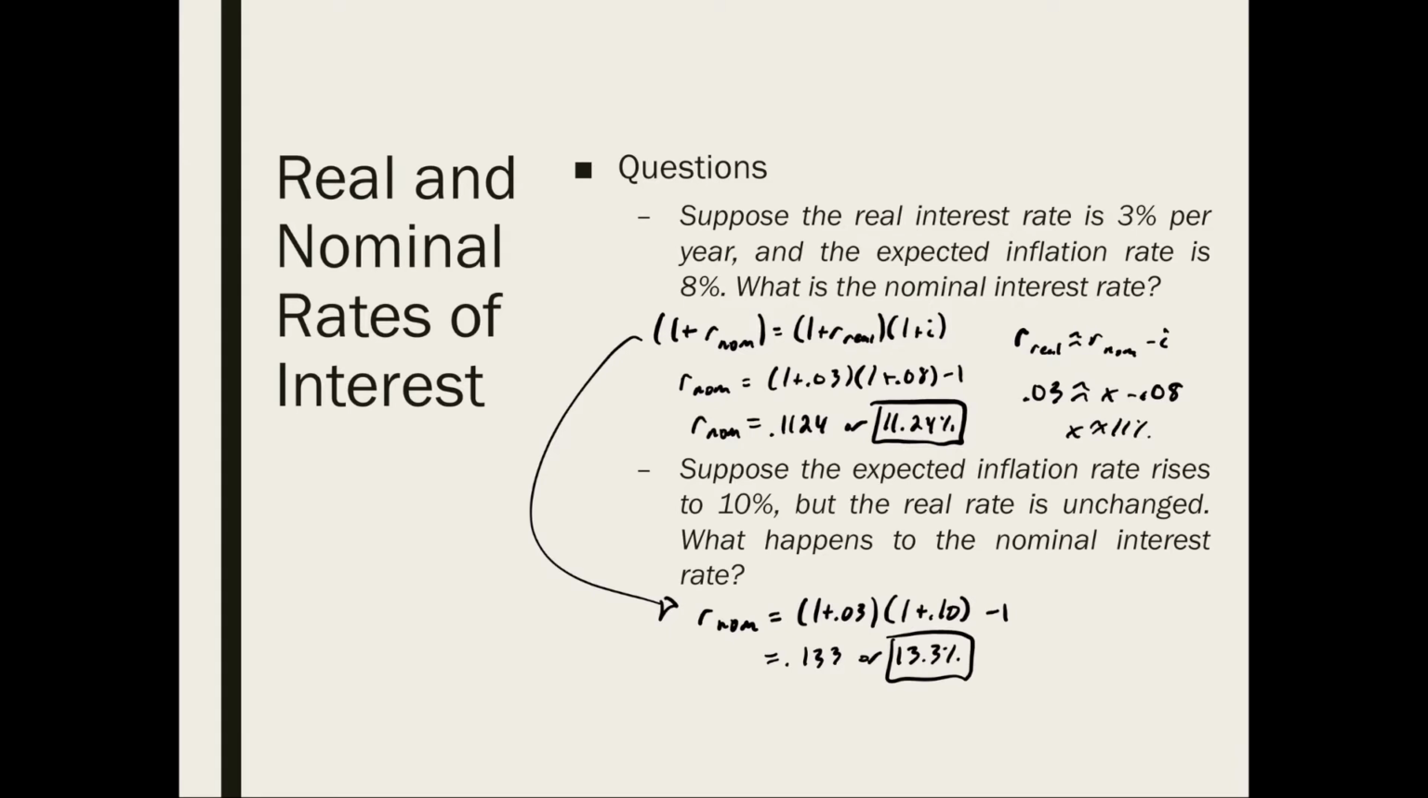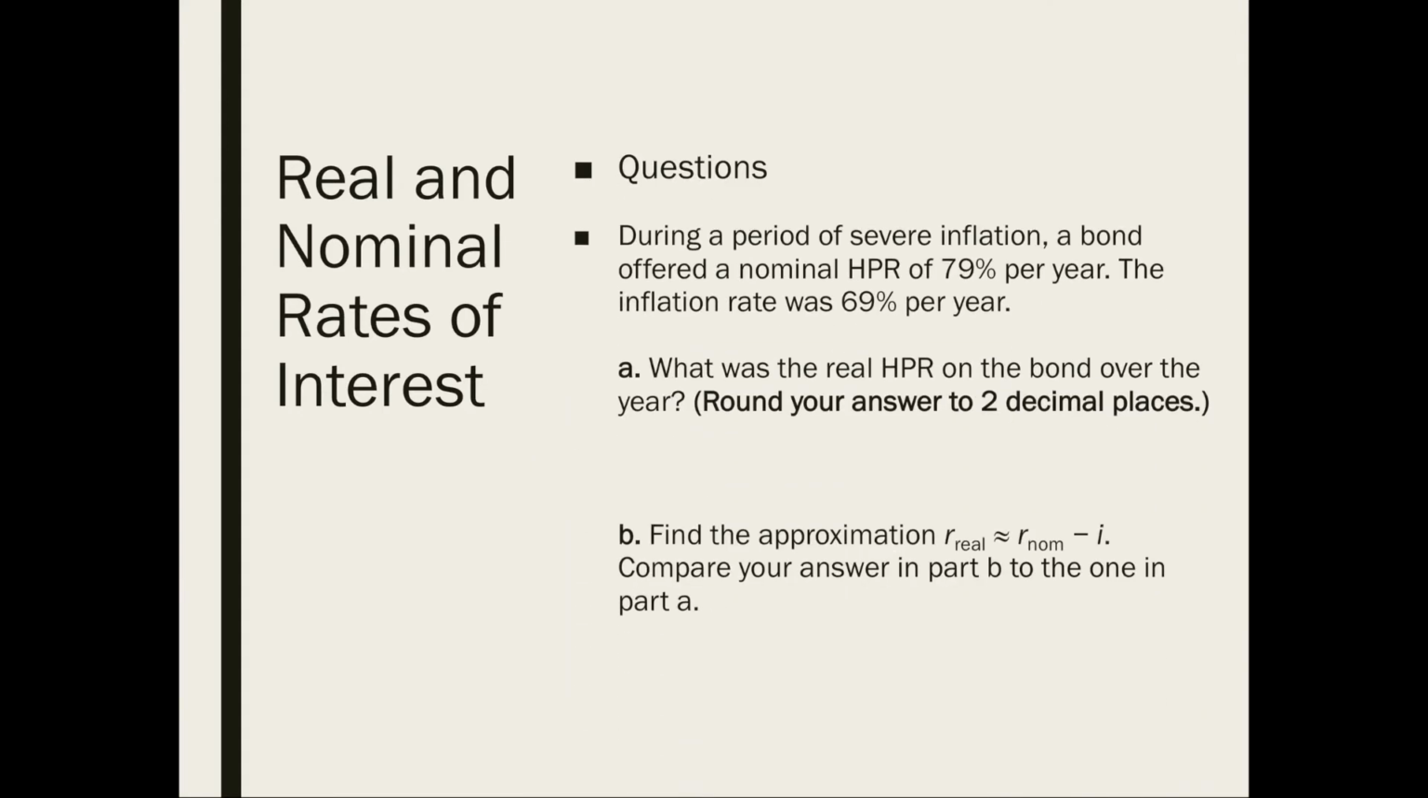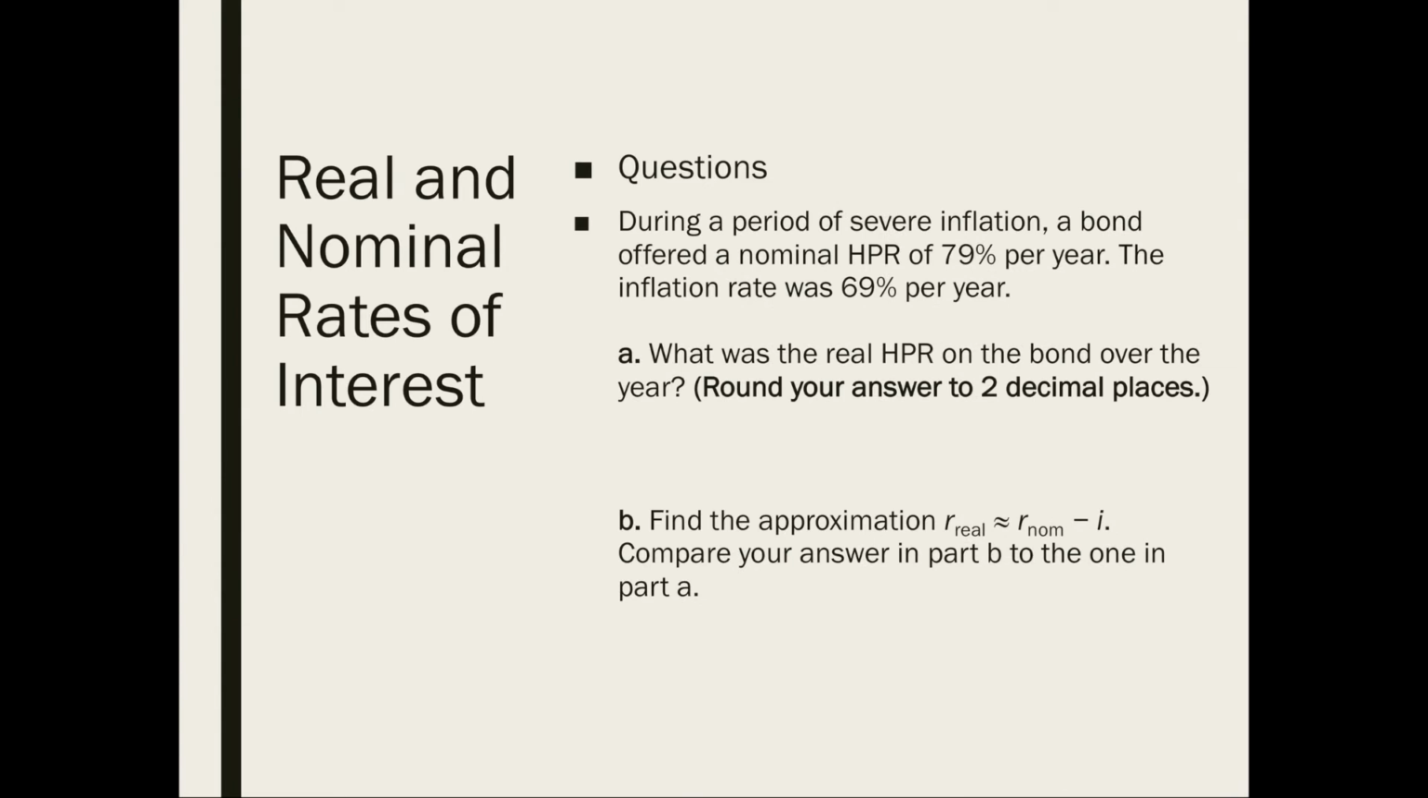So it increased slightly more than the 2% increase in inflation, but you can see this relationship between real rates and nominal rates. Let's take a look at another example. During a period of severe inflation, a bond offered a nominal holding period return of 79%, but the inflation was 69% per year. What was the real holding period return on the bond over the year?